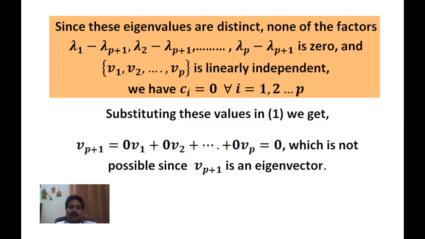Since Vp plus 1 is an eigenvector. So here V1, V2 and so on, these are all eigenvectors. Eigenvectors are by default non-zero vectors. By the definition itself, these are all non-zero vectors. So Vp plus 1 cannot be a zero vector. So this is a contradiction.